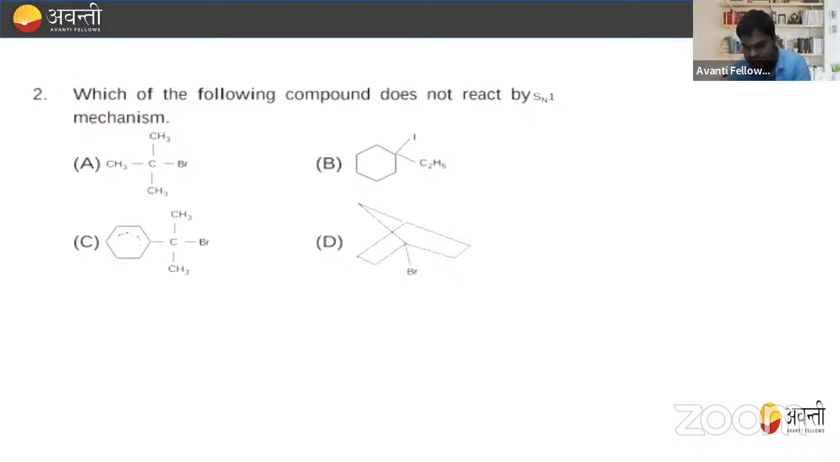Now, how will you remember this question? Which of the following compounds does not react by the SN1 mechanism? You have to identify which of the following compounds will not react by the SN1 mechanism. Anyone wants to tell the answer? Anyone?